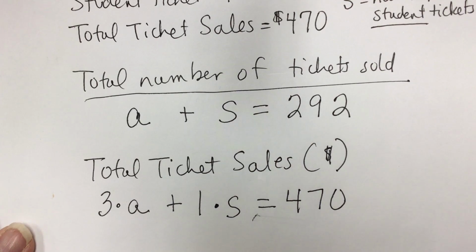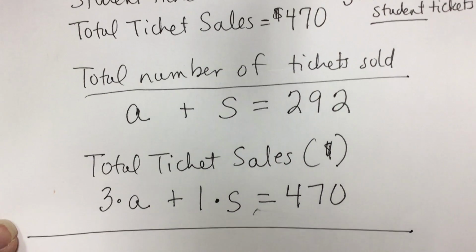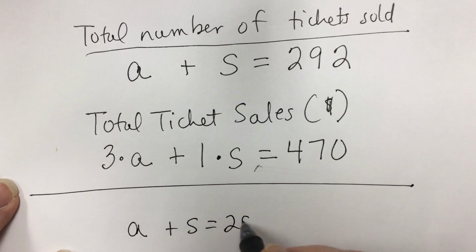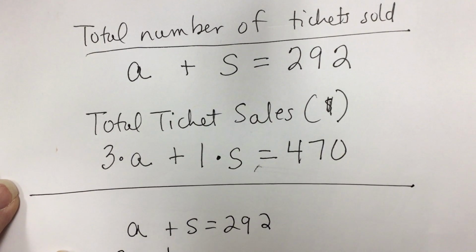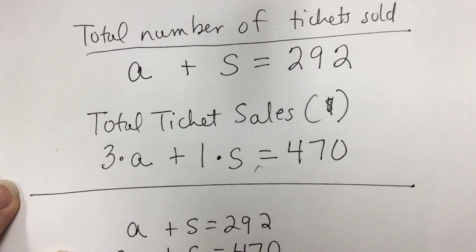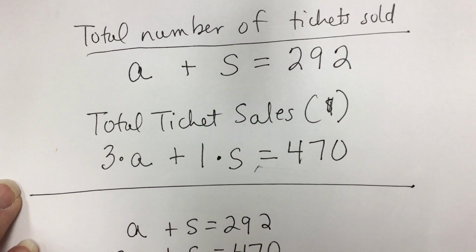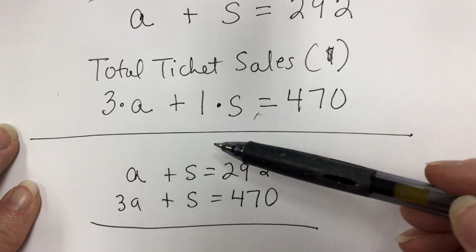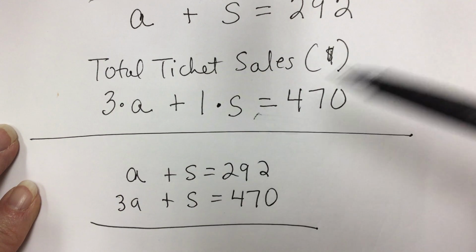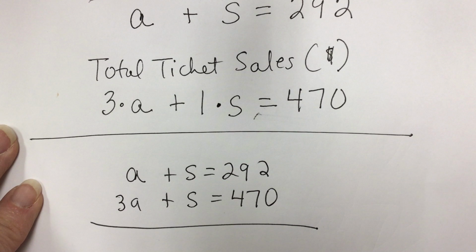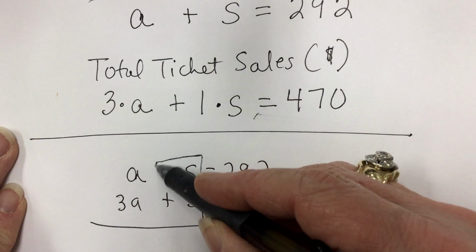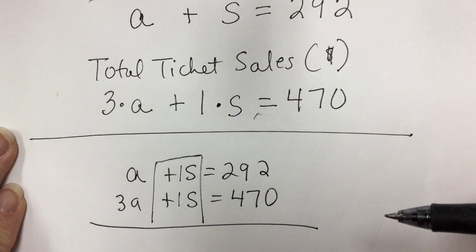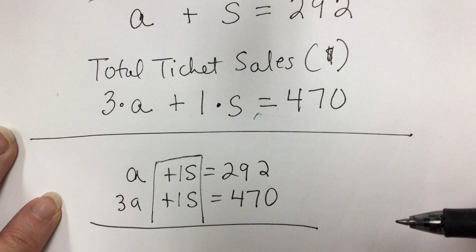Okay? So I'm going to write these two equations again. A plus S equals 292, and 3A plus S equals 470. Now, we have been told to use the subtraction method. Notice that both of these are lined up. The A's are lined up, the S's are lined up, your constants are lined up, your equal signs are lined up. For subtraction, you're looking for two of the variables to be identical. Well, look at your S's. Both of these are 1S and 1S. Therefore, when I subtract them, the S's will cancel. I would get 0S, which is just 0.